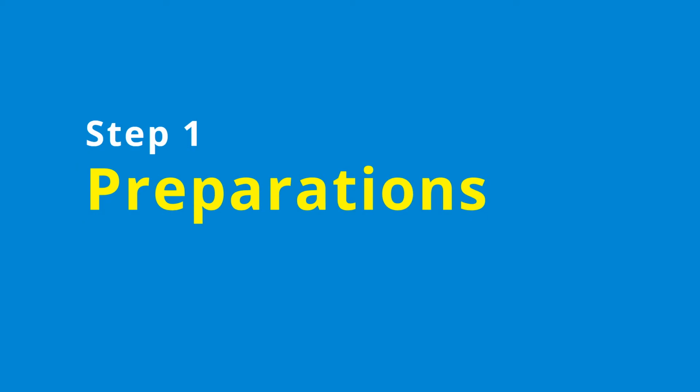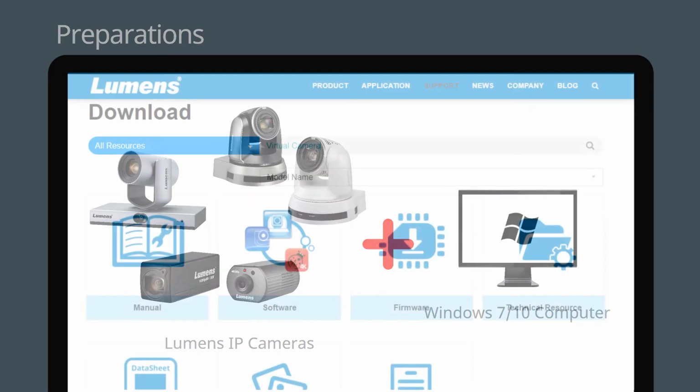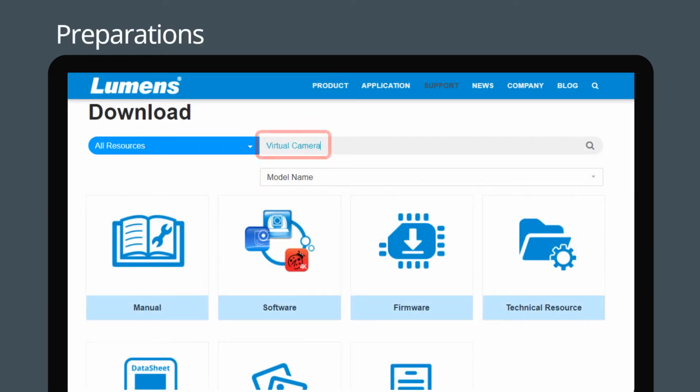Step 1. Preparations. Equipment requirements: Lumens IP cameras and a Windows 7 or Windows 10 computer. Search and download the virtual camera installation file from the Lumens website.